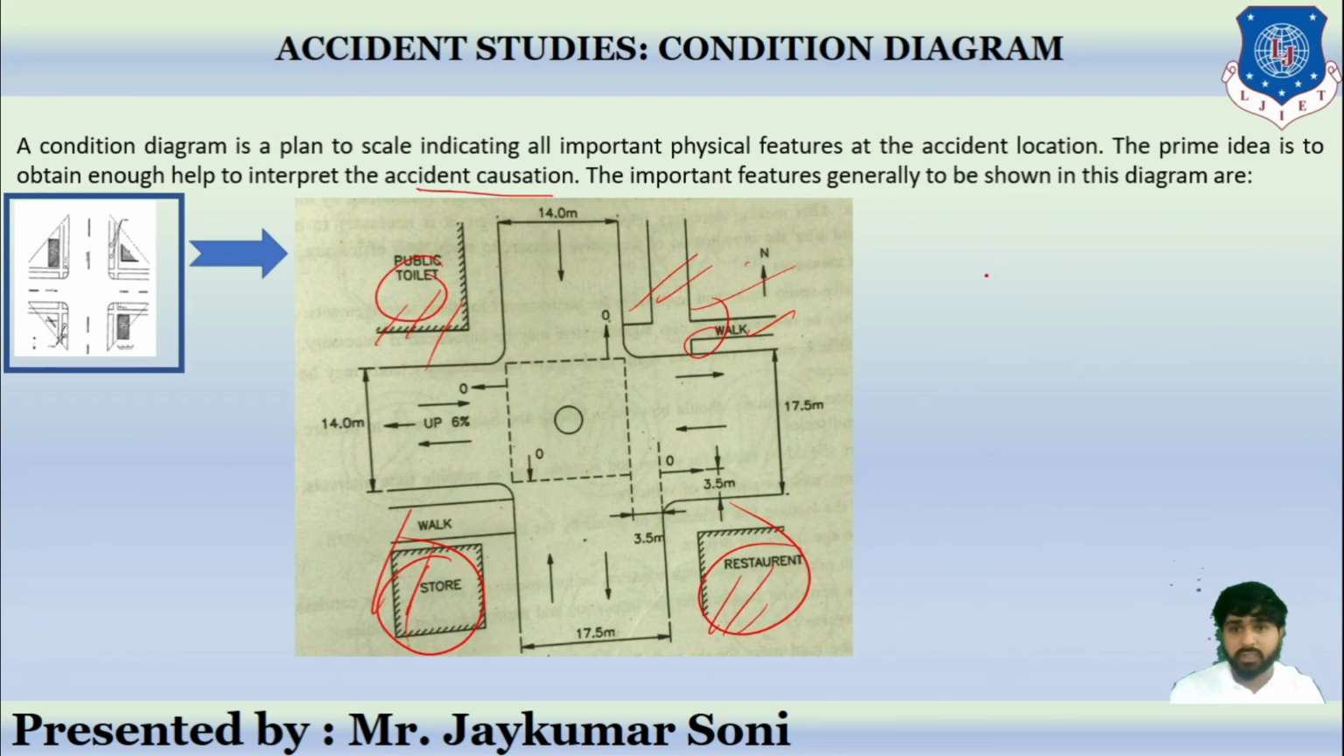The condition diagram shows the condition of existing or physical features, and the collision diagram shows the type of movement of vehicles and pedestrians. So this was all about the session. Thank you so much.